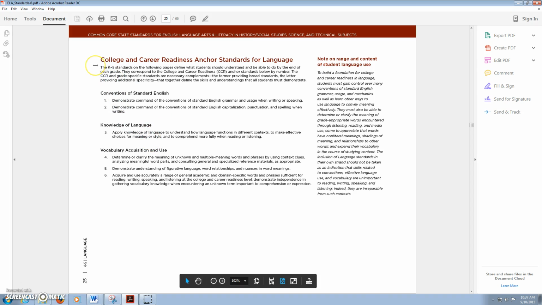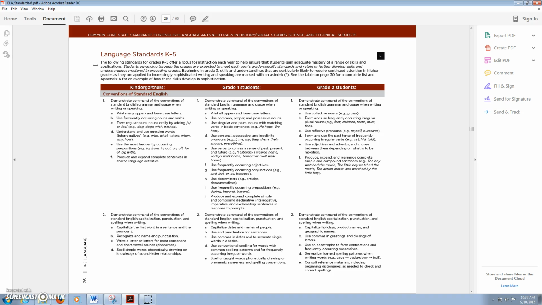And then finally, we move on to our final strand. Language, again, starts off with anchor standards. Then we move into grade level standards. It's signified by an L in the box here. Language standards include things like knowledge of grammar, as well as conventions, and also students' knowledge of vocabulary. So that's what's included in the language standards.